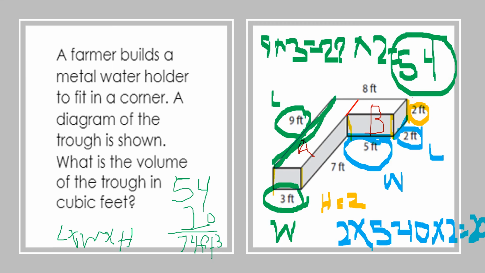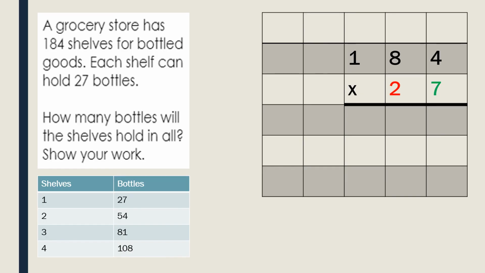So now let's look at our last problem. A grocery store has 184 shelves for bottled goods. Each shelf holds 27 bottles. How many bottles will the shelves hold in all? Let's show our work. Okay, so I know this problem is about me trying to fit bottles on shelves. So a grocery store has 184 shelves for bottled goods. Each shelf can hold 27 bottles. So I'm trying to figure out how many bottles in all will I be able to fit on 184 shelves?